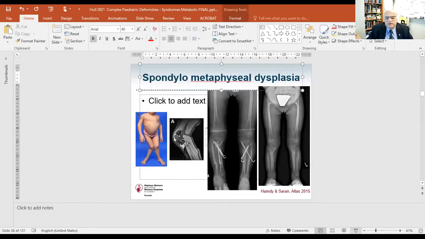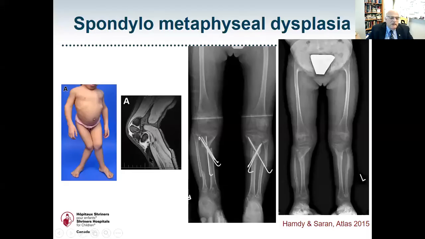And in this case, you can see here how the metaphyseal part of the bone is completely abnormal. And obviously this was judged that we cannot put 8-plates in this condition, and we cannot put external fixators either. Therefore, it was decided to proceed with an acute correction and fixation with a K-nail.